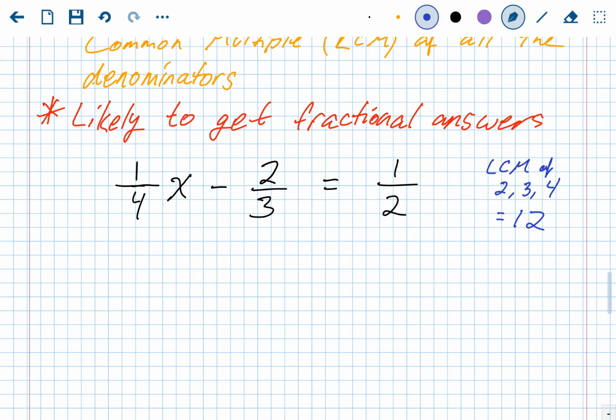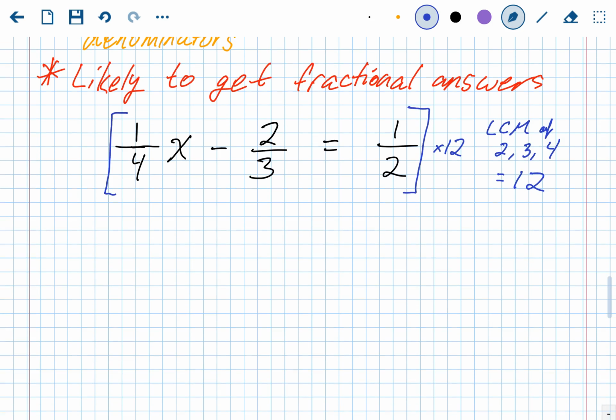Okay. So we're going to multiply the entire equation by 12. I like to just put brackets around the entire thing and then times 12 on the outside. Now when you're multiplying a fraction by a whole number, and again, multiplying everything by 12 doesn't seem like it's going to make it easier, but trust us, it will. When you're multiplying a fraction by a whole number, you only multiply the top number. Okay, so we're going to multiply 1 by 12. So 1/4 times 12 will give us 12 on top, and then you leave the bottom the same.